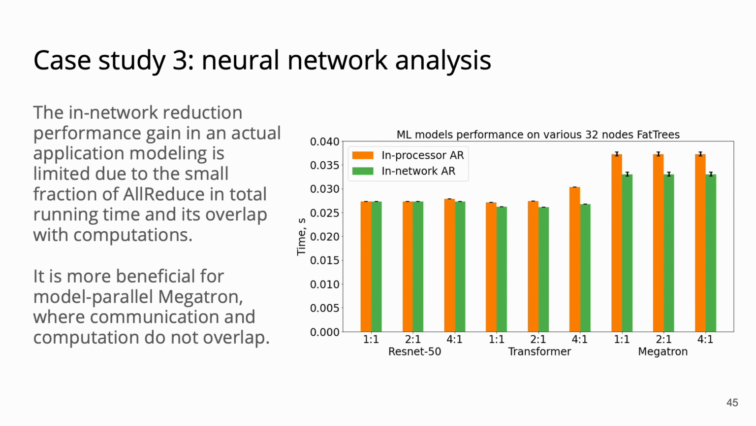Next, we assess the performance of several real neural networks. ResNet-50 is a data parallel convolutional neural network with a small model and communication size. A transformer is a data parallel language model with a large model and communication size, and Megatron is a model very similar to the transformer, but it utilizes both data and model parallelism. Here we see somewhat unexpected results.